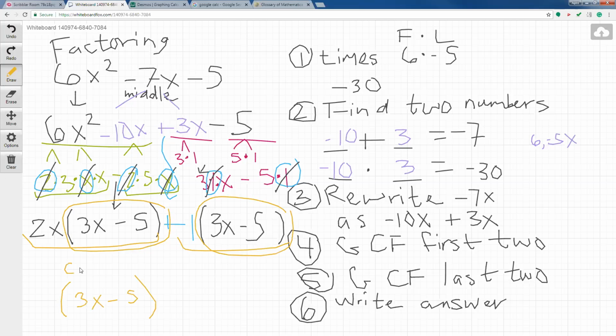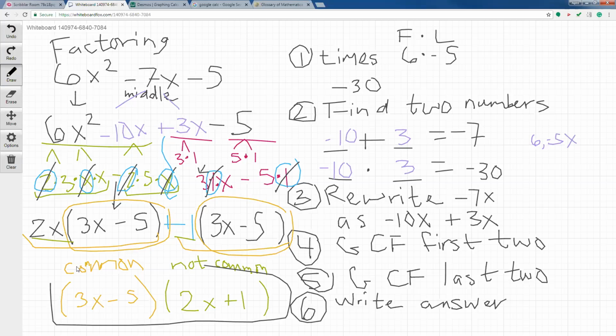This is the common part. Sorry, that should be 2 M's. What's left over? What was not in common? 2x and the 1. So those two parentheses, just like the other problem we were doing, backwards FOIL, we get 2 parentheses. This problem is also backwards FOIL, it's just a lot more complicated. This is the answer.